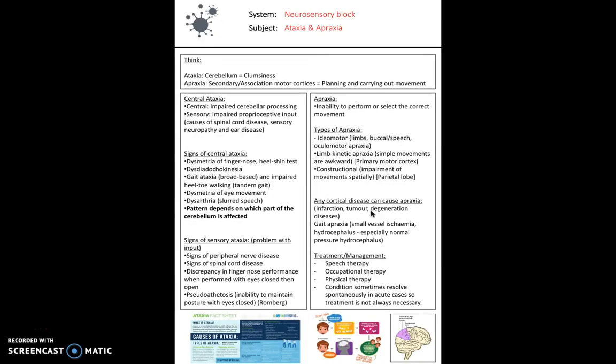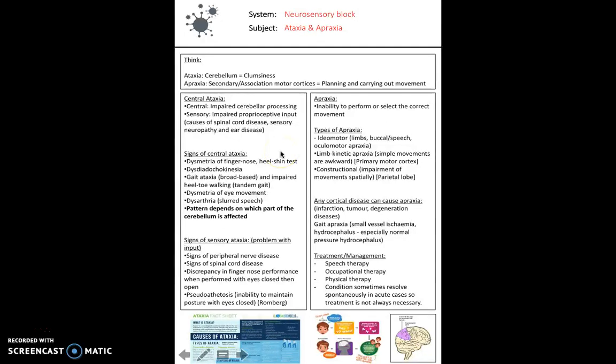Also ataxia and apraxia. So ataxia is concerned with the cerebellum and is a disorder of coordination, balance, and speech. The different forms of ataxia can be broken down into central and sensory ataxia. So central ataxia is a problem with the cerebellar processing, and the sensory ataxia is a problem with the input into the cerebellum.